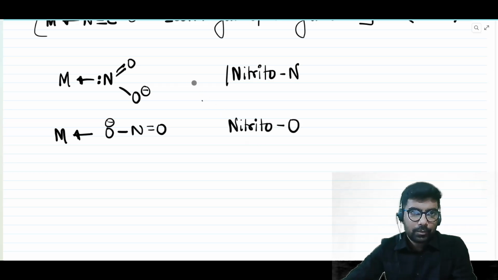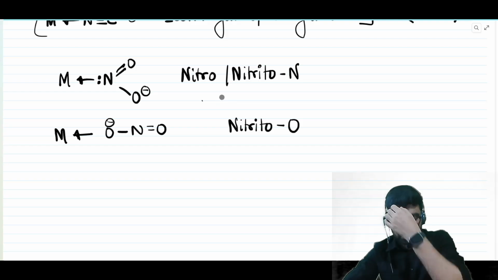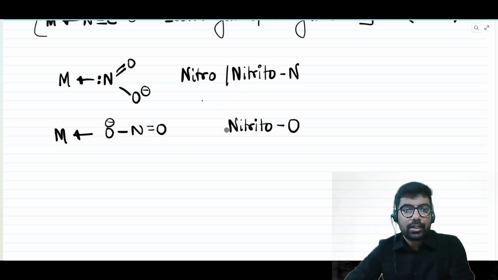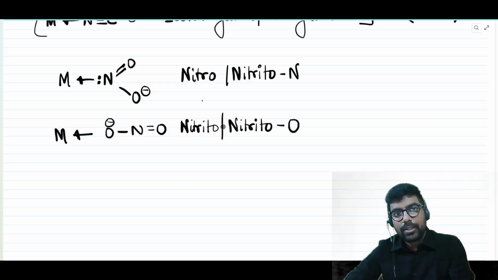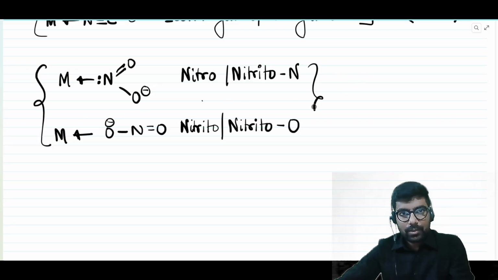Okay, we can call this nitro also, there is no harm in it. So this one is nitro or nitrito-N, and this is nitrito-O, or anything you can call it. These ambidentate ligands are quite important because a lot of questions come in the exams. They also show a particular type of isomerism.